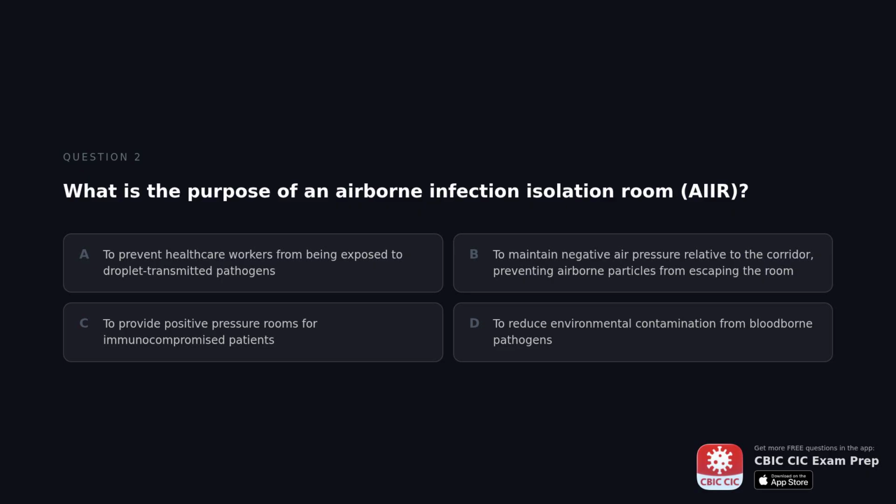What is the purpose of an airborne infection isolation room, AIIR? A. To prevent healthcare workers from being exposed to droplet-transmitted pathogens. B. To maintain negative air pressure relative to the corridor, preventing airborne particles from escaping the room. C. To provide positive pressure rooms for immunocompromised patients. D. To reduce environmental contamination from bloodborne pathogens.